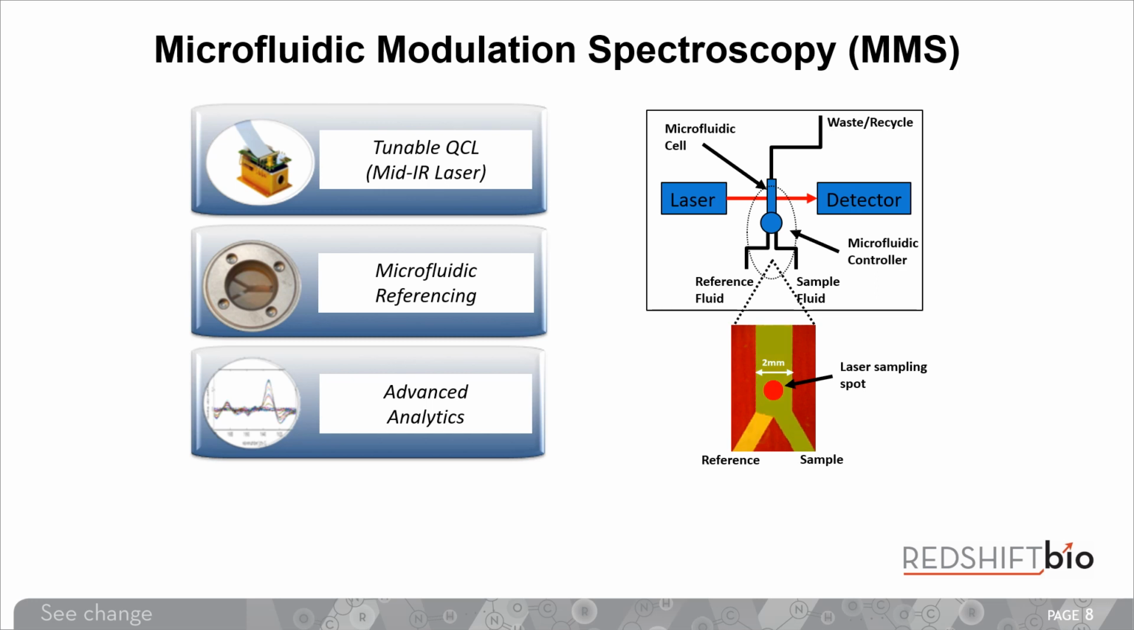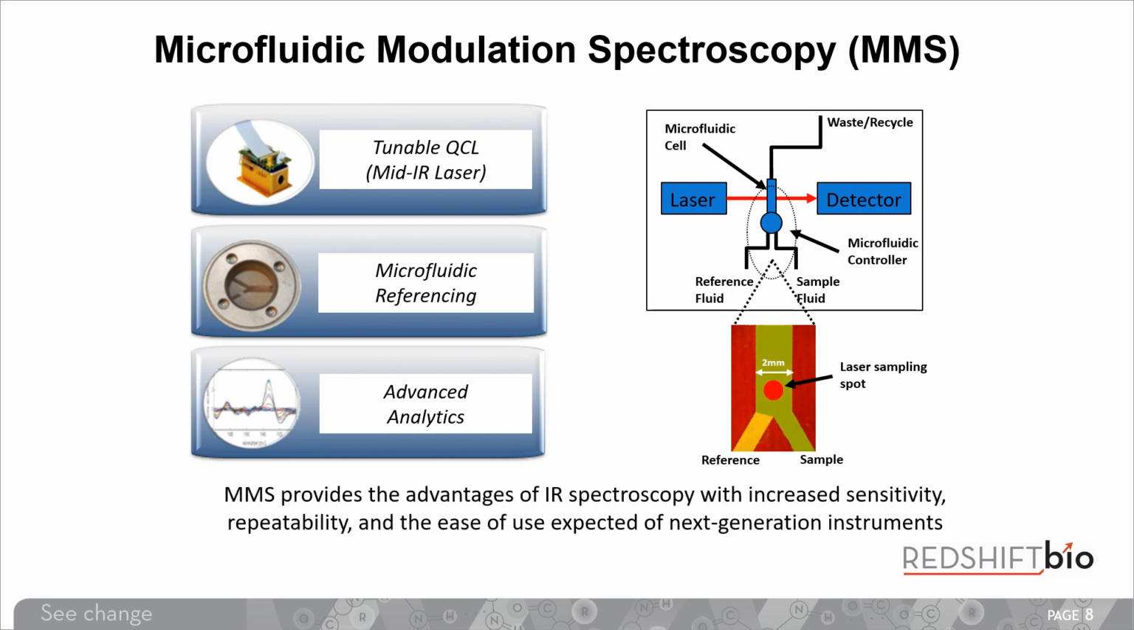I'll just say here that what we're basically doing is modulating the flow of fluids into our channel, and we can do this very rapidly, typically between 1 and 5 hertz. This allows us to get differential absorbance data very accurately in a repeatable way. There's no human intervention involved. And so we're able to provide all the advantages of IR spectroscopy, with increased sensitivity and repeatability and the ease of use that's expected of next generation instruments.